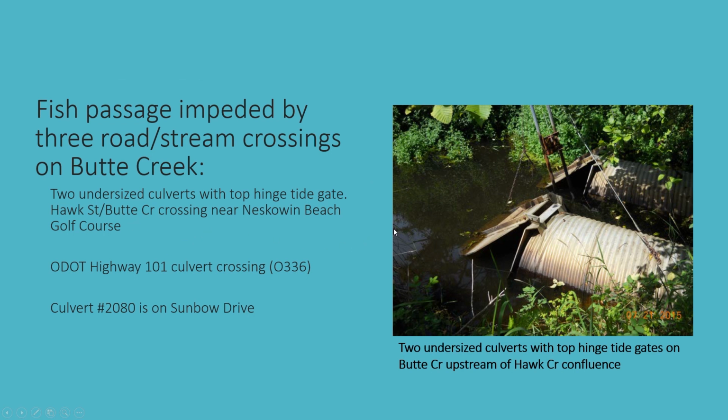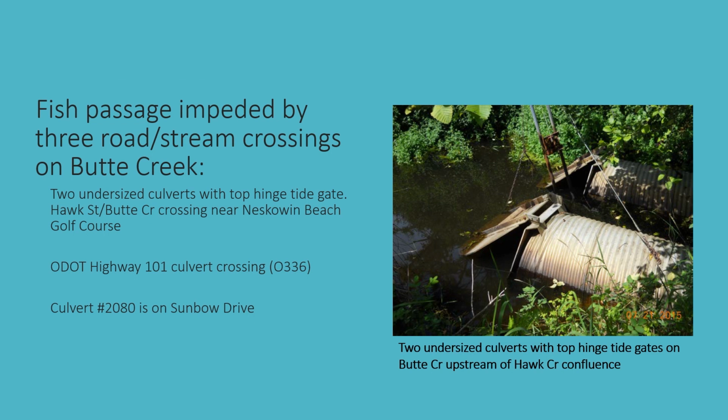The downstreammost barrier is 2 undersized culverts with top hinge tide gates. This is at the crossing of Hawk Street and Butte Creek near the Neskowin Beach Golf Course. These tide gates are always in the open position. However, the culverts themselves are undersized, and during high tides and during high water flow events, they get overtopped. They create velocity barriers for salmon traveling upstream.